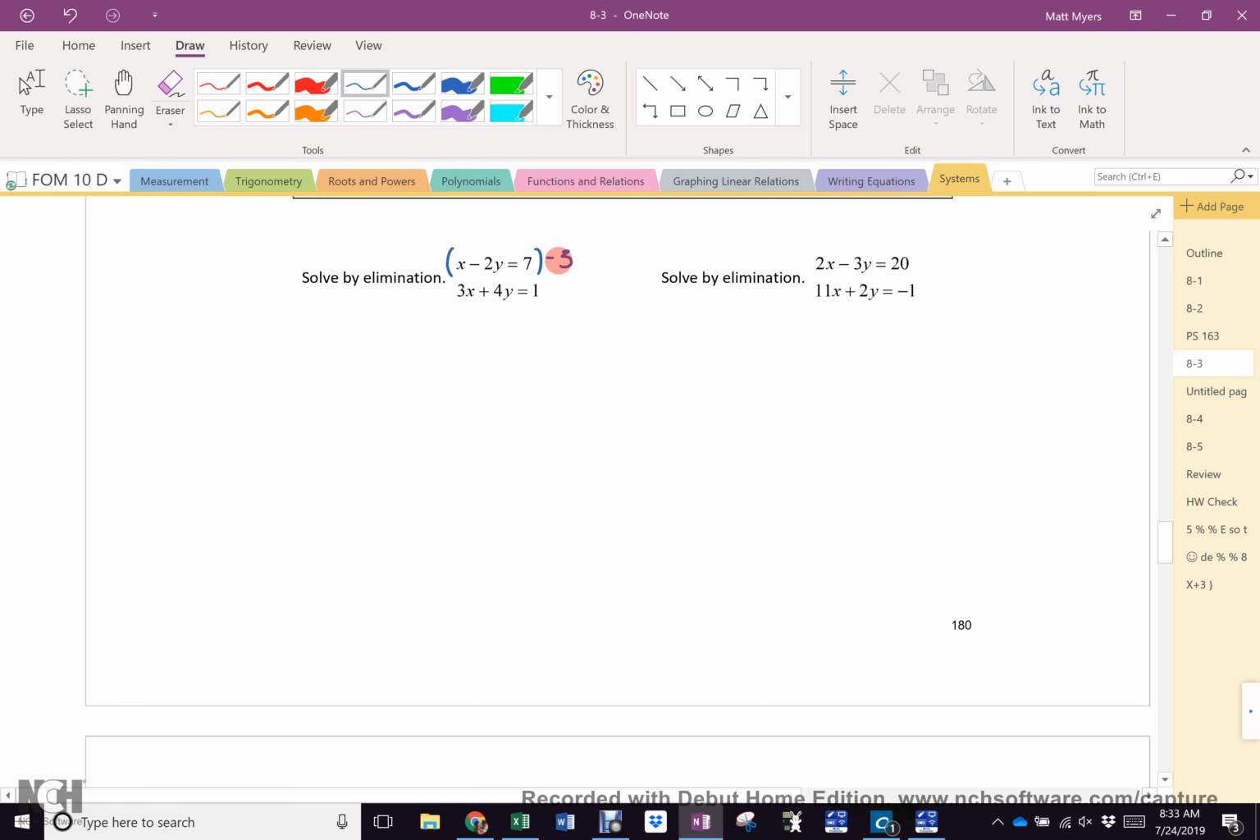Now, that's going to give me a new equation, right? You guys are lazy. You'll try and cram this in somewhere else and it'll be ugly. Don't. Write your new equation right down here. What is -3 times x? -3x. What is -3 times -2? Positive 6y. What is -3 times 7? -21.